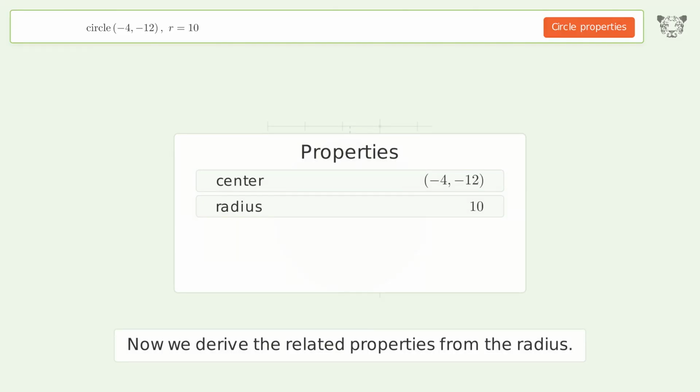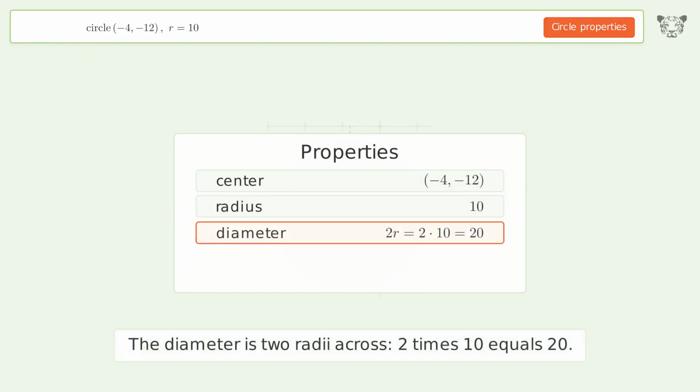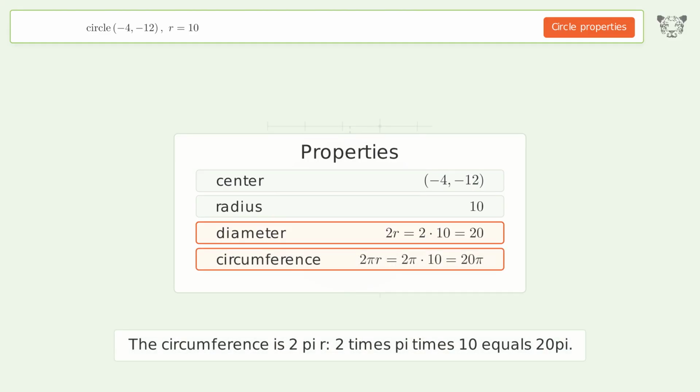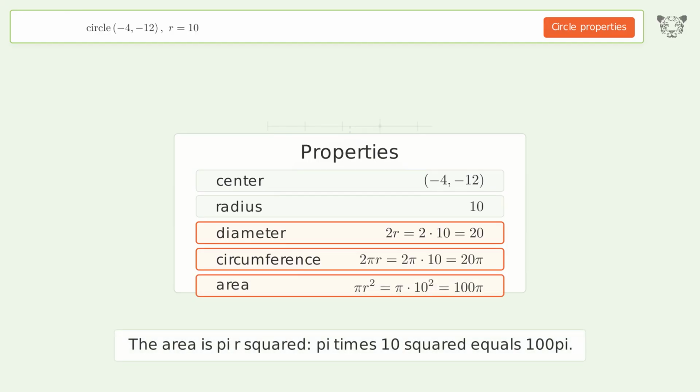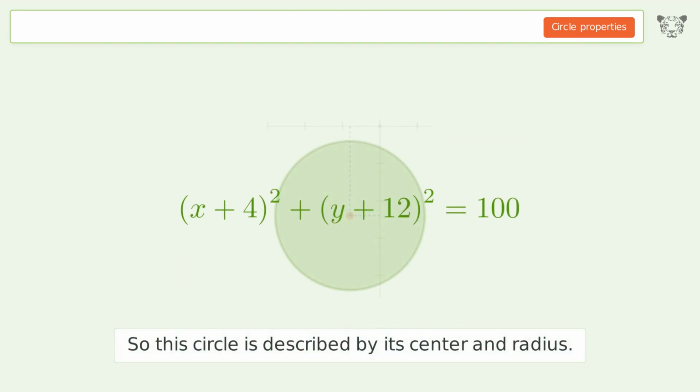Now we derive the related properties from the radius. The diameter is 2 radii across, 2 times 10 equals 20. The circumference is 2 pi r, 2 times pi times 10 equals 20 pi. The area is pi r squared, pi times 10 squared equals 100 pi. So this circle is described by its center and radius.